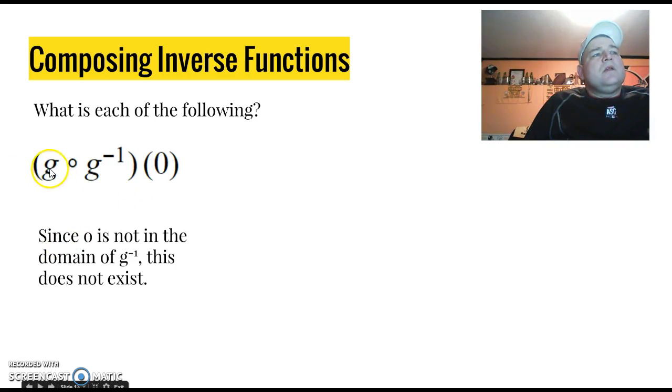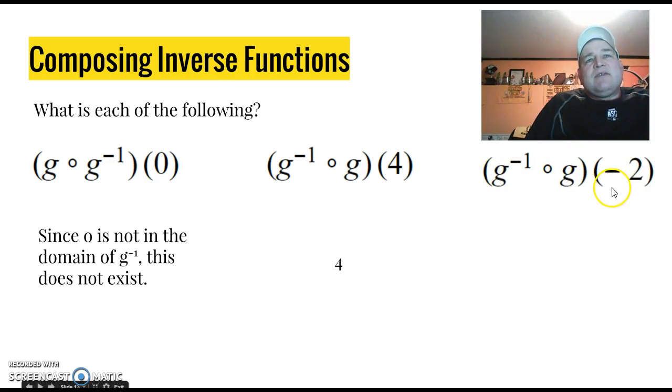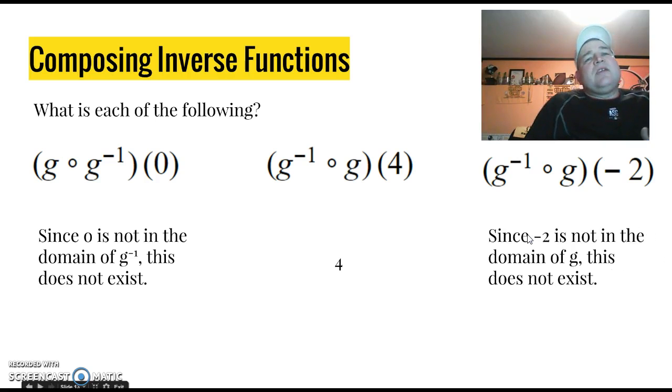So g of the inverse of g of 0, since 0 is not in the domain of g, this doesn't exist. What about g of 4? Well, g of 4 does exist, so it's 4. Basically, this undoes the function. The inverse undoes the function, and the function undoes the inverse. G of negative 2, well, remember, function g, x can't be negative 2, so since negative 2 is not in the domain of g, this does not exist. And that concludes this part of the lesson.